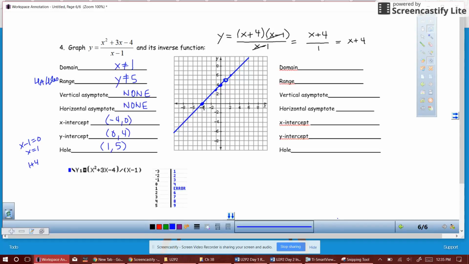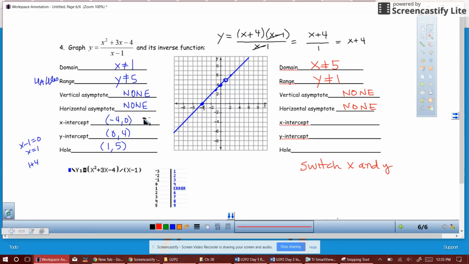Perfect. Okay. So now we're ready to go in and do our inverses. Okay, so inverse again. So domain, remember, is to switch x and y's. Okay, so domain will now become a range. So y is not equal 1. Range will become domain. X is not equal to 5. Vertical and horizontal. So if horizontal is none, vertical is none. If vertical is none, horizontal is none.